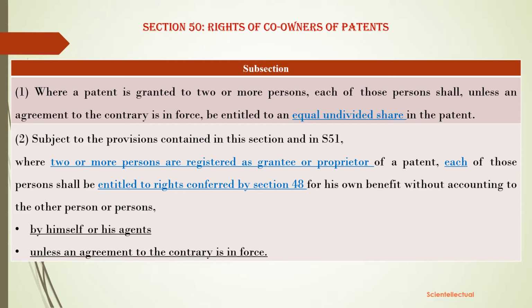Subsection 2 says that, subject to the provisions under section 51, when two or more persons are registered as grantee or proprietor of patent, then each of them shall be entitled to have rights as per section 48. If there is any agreement contrary to that, then the case will be different, or else everyone will have the same right.